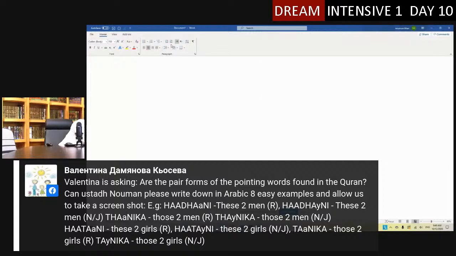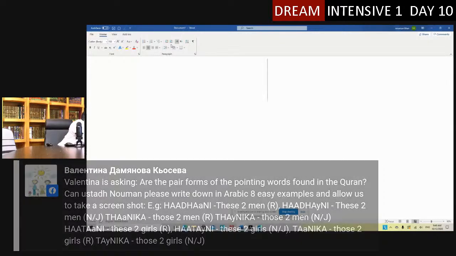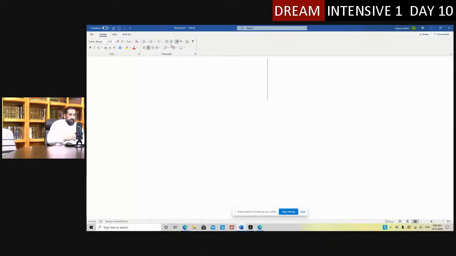Let's see. Are the pair forms of the pointing words found in the Quran? Can Ustad Numan please write down in Arabic 8 easy examples and allow us to take screenshots? Hadani, these two men, Hadaini. Sure. I was going to do that in the next round, but sure, I can show you that.